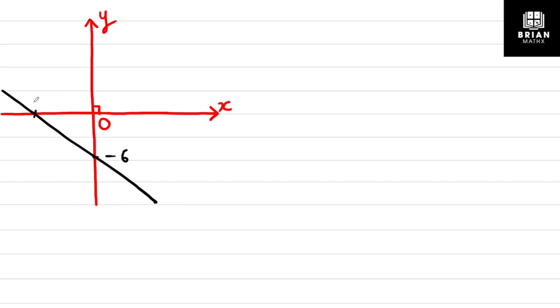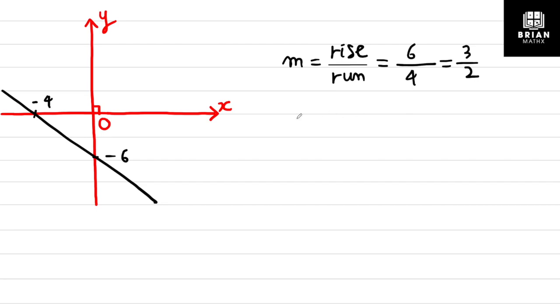Negative 6, negative 4. Okay, about m, you will have rise over run. For the rise you got 6, for the run you got 4, and that gives 3/2. For a decreasing line, m has to be less than 0, so m equals negative 3/2.